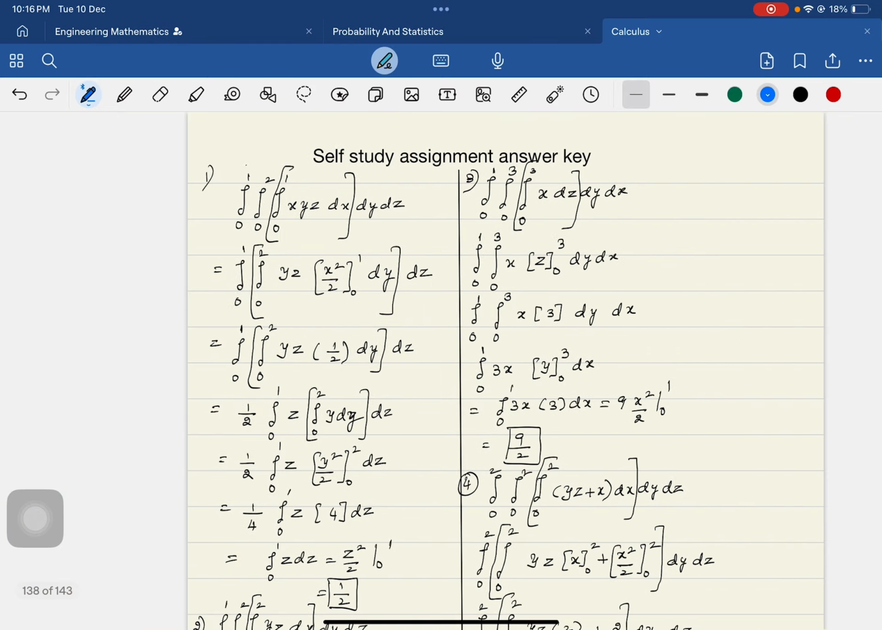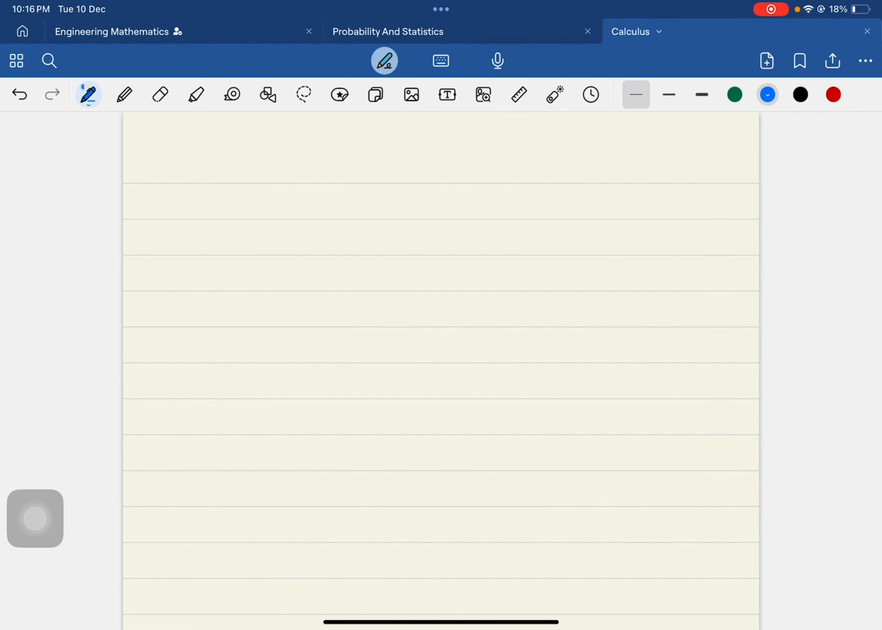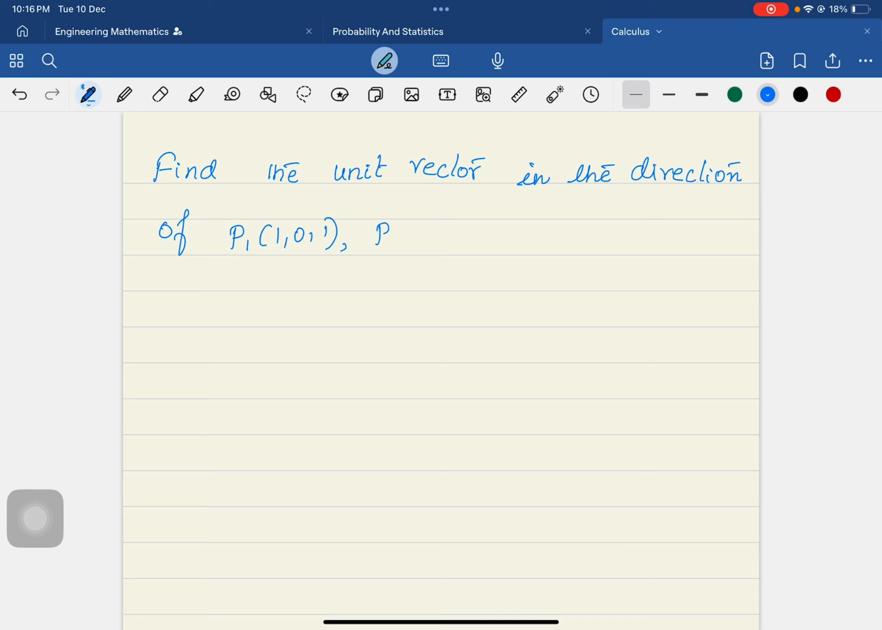So, let us now see another problem. Find a unit vector in the direction of a given vector. Suppose another vector is given. Find the unit vector in the direction of P1 (1, 0, 1) to P2 (3, 2, 0), let us say like this.